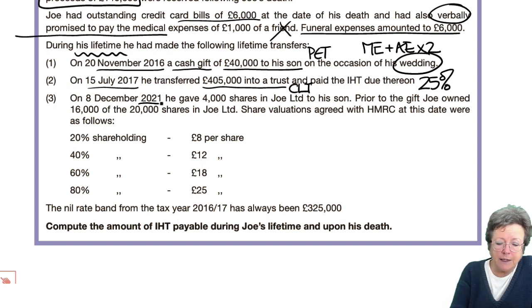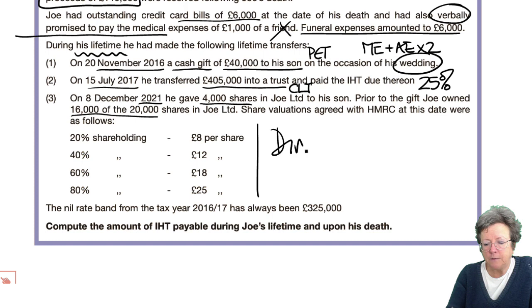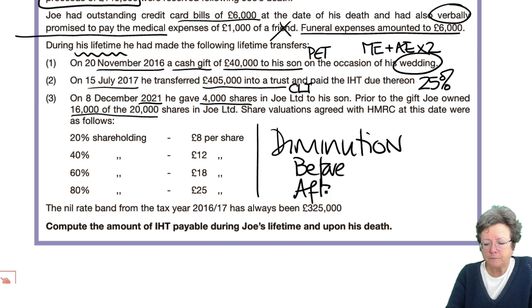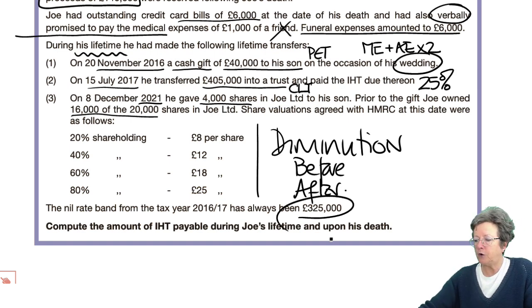December 21, he gave 4,000 shares to his son. Prior to the gift, he'd owned 16,000 of those shares. Share valuations. What are we going to have to do here? Diminution. Before and after. Nil rate band. We're going to keep it always the same. Work out the amount of tax that is due.